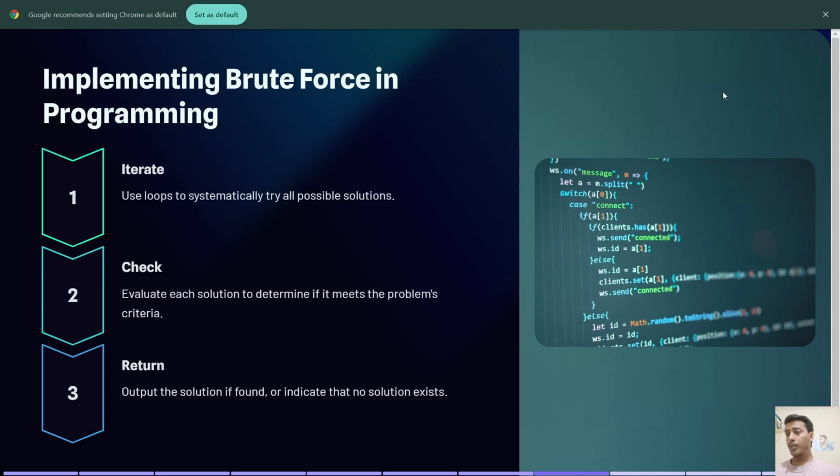Now we will move to the implementation of brute force in programming. First one is iterate, use loops to systematically try all possible solutions. Second one is check, evaluate each solution to determine if it meets the problem criteria. And third one is return, output the solution if found or indicate that no solution exists.